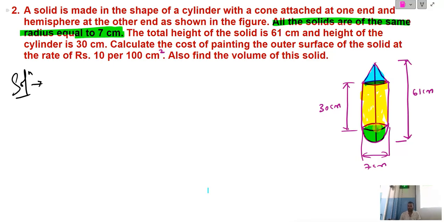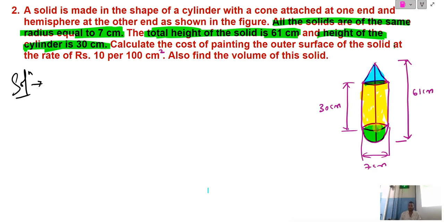It means the radius of the cylinder, radius of the cone, and radius of the hemisphere are all 7 centimeter. All are equal. Now, the total height of the solid is 61 centimeter. In which the height of the cylinder they have given as 30 centimeter.